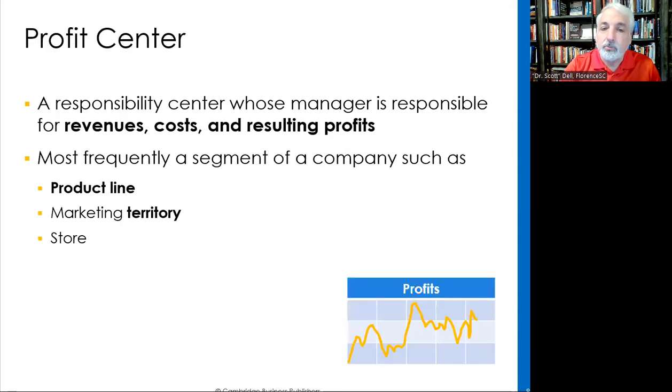If we jump over to the profit center, we're looking at both sides of the house of revenues and costs, and somebody with ultimate responsibility for generating profit in the division, in the department to go with that. And then most frequently a segment of a company such as product line, marketing territory, store, that's part of the profit center as well. So you have a store manager that's responsible for profits. They're not responsible for opening new stores, but they are responsible for the profits in the store where they're located.